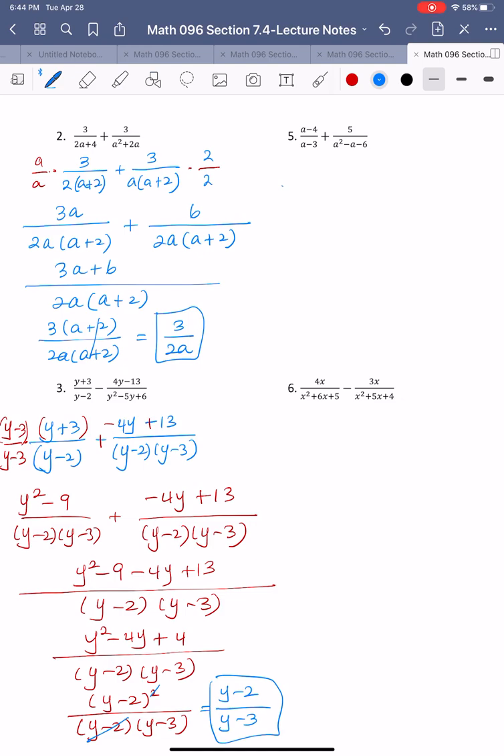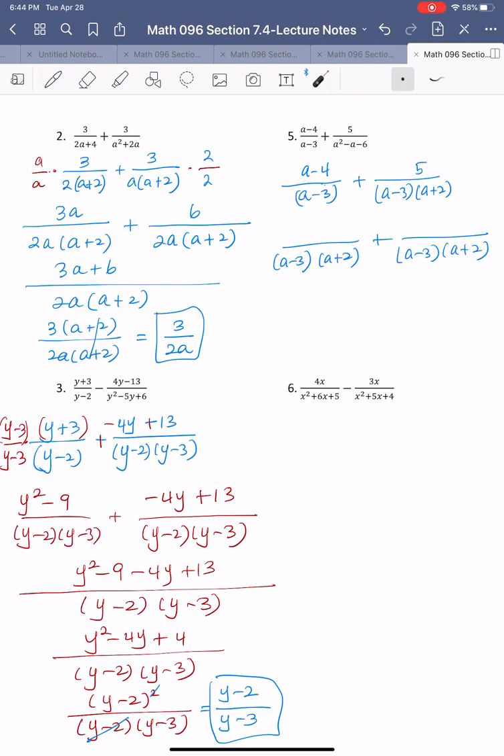Same here too. I want to add it up, so find the LCD. But a minus 3 is prime. And a squared minus a minus 6 is factored as a minus 3 times a plus 2, and then 5 on the top. The LCD is a minus 3 times a plus 2. Compared to the denominator a minus 3 in the a minus 3 times a plus 2, there is a missing a plus 2 on both sides. Sorry about that.